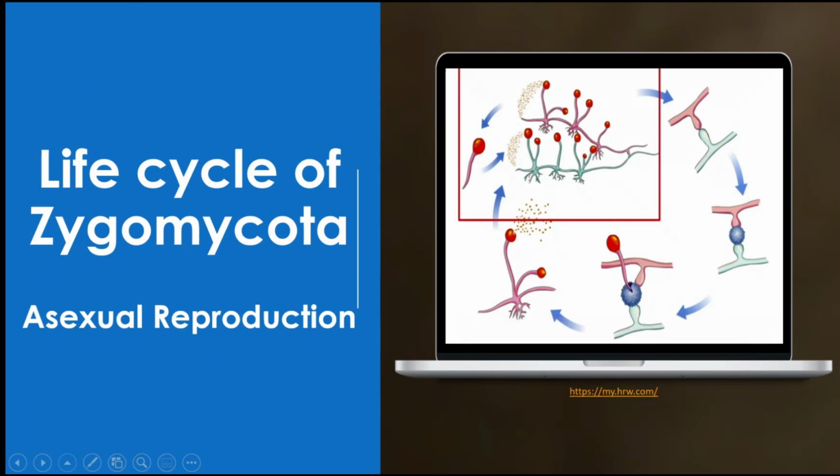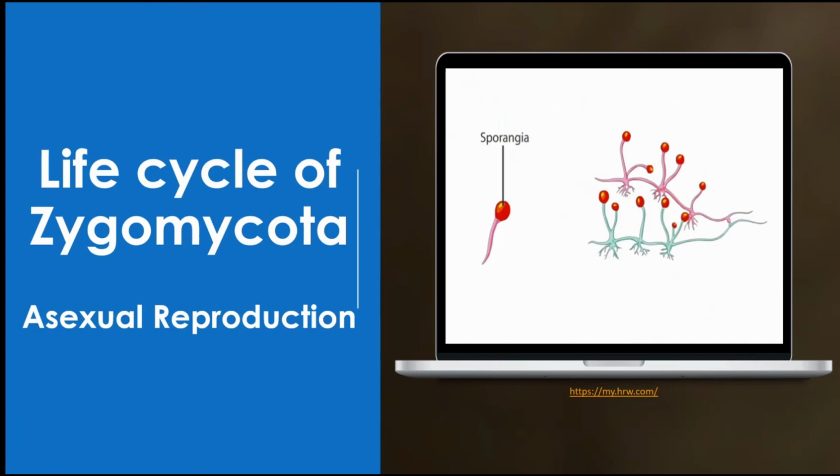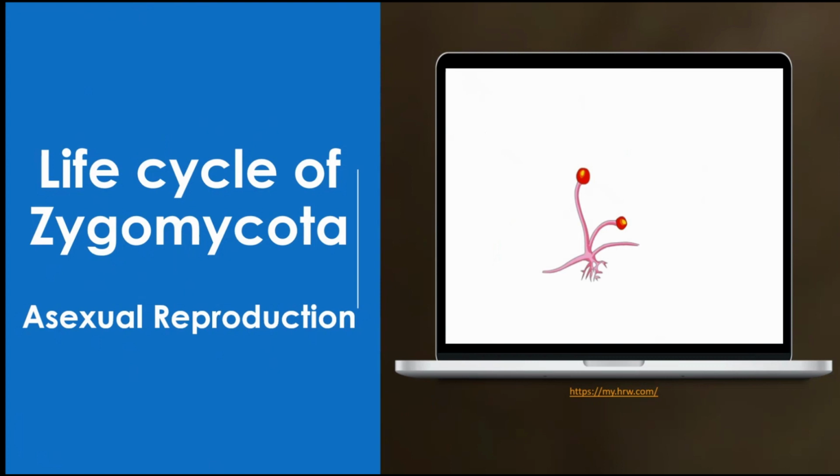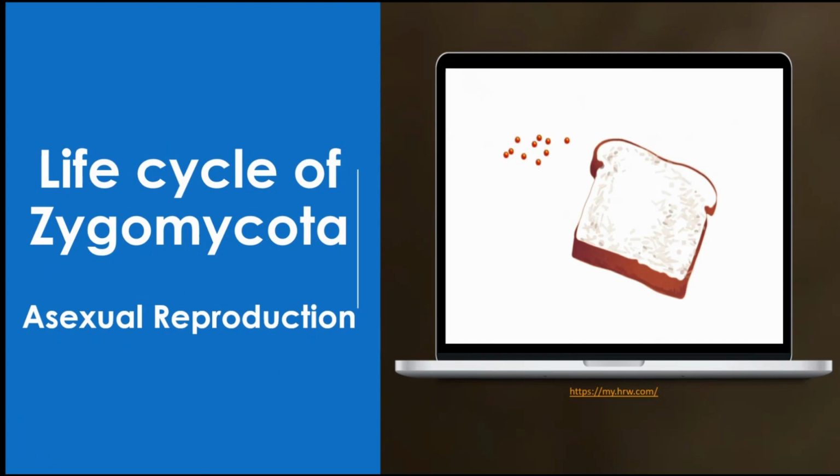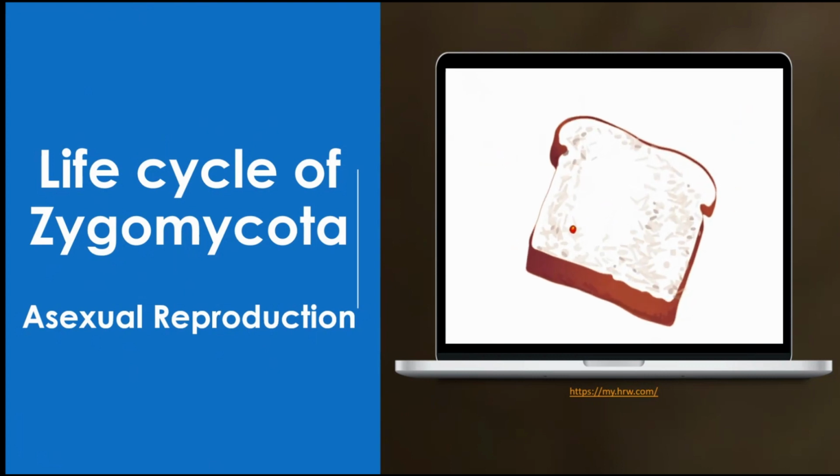In zygomycetes, asexual reproduction is more common than sexual reproduction. Specialized hyphae called sporangia produce haploid spores. The sporangia break open and release many spores into the air. Wind and water disperse the spores. If a spore settles in a place that has the correct environmental conditions, it will germinate. The spore will eventually grow into a new zygomycete.